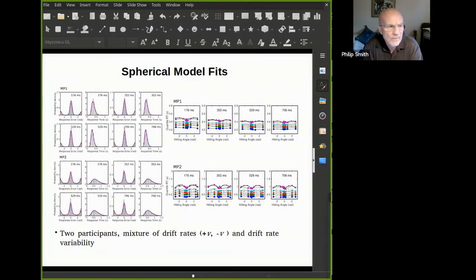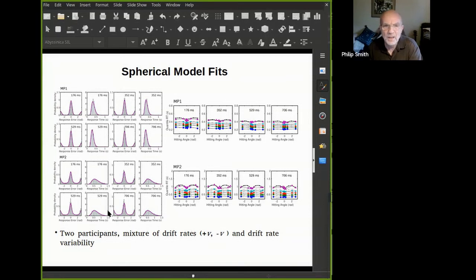Now, the model, as I've described it, the spherical model with two components of drift rate variability, does a fairly good job of fitting the data. We have a total of 11 participants in 2 different studies, which had slightly different methods. I'm just going to show you 2 for the sake of compactness. Both of these participants show fairly large shadow modes. So the manipulation here is exposure duration. We had 4 stimulus exposure durations, 176, 352, 529 and 706 milliseconds.